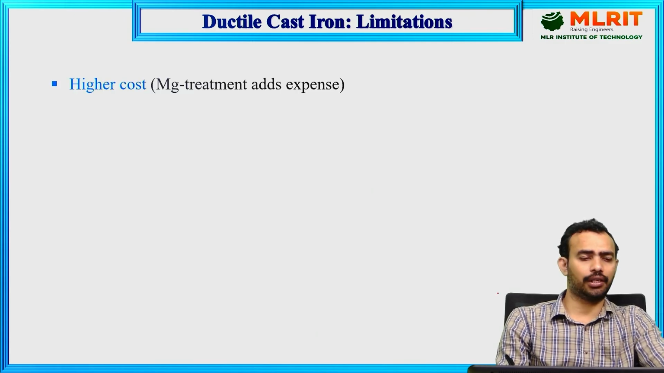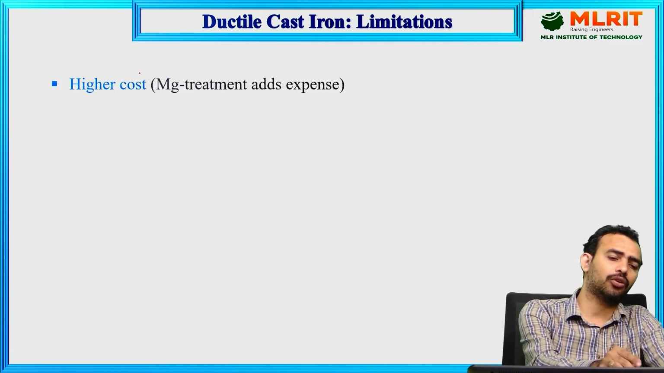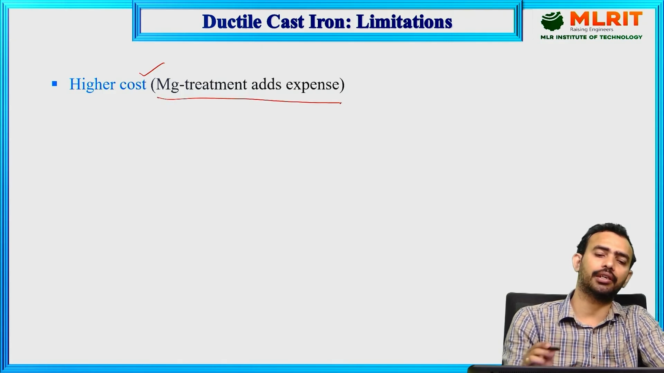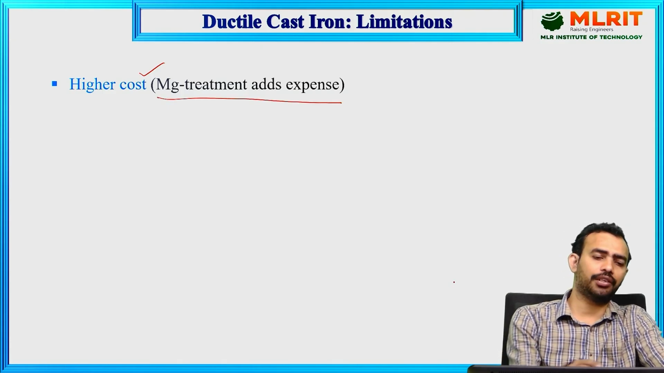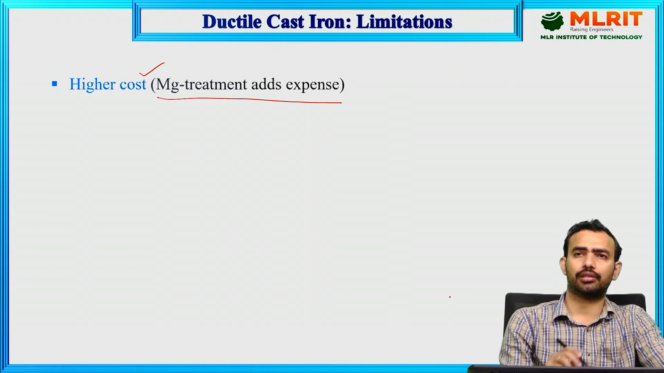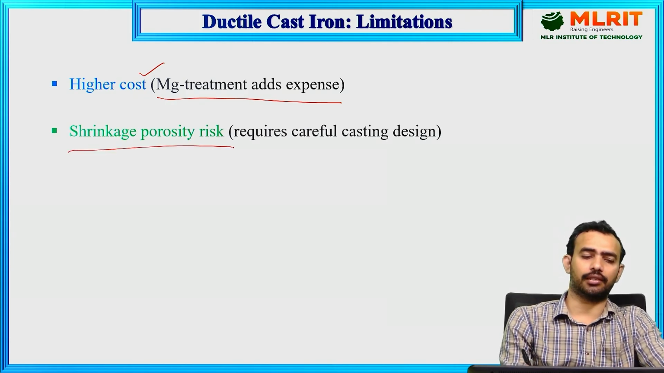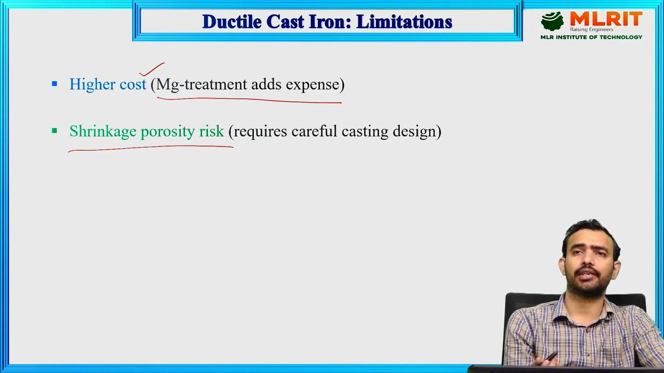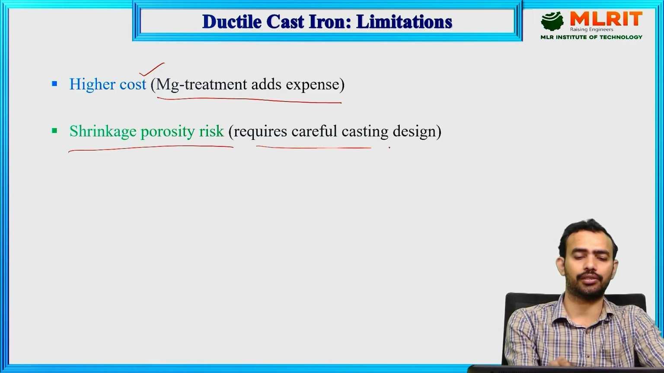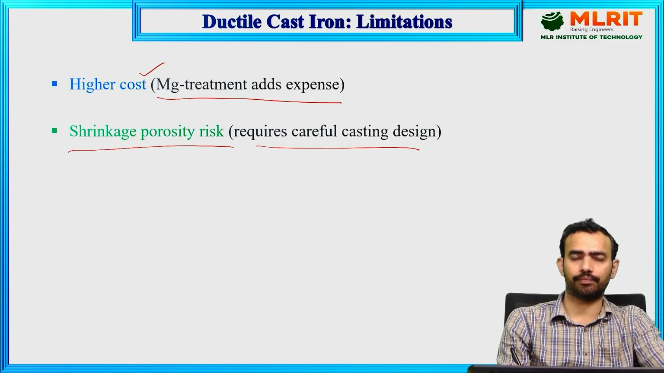However, they also have certain limitations, that is higher cost. In particular, the magnesium treatment adds expense, because magnesium is the one which promotes the spheroidization of the graphite. So this magnesium treatment adds up the expenses, and there is a shrinkage porosity risk. When it is shrinking, there is a chance that voids can form in the material. That is another risk, so this requires careful casting design.